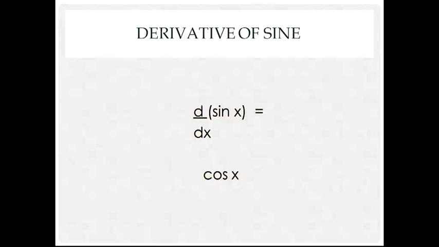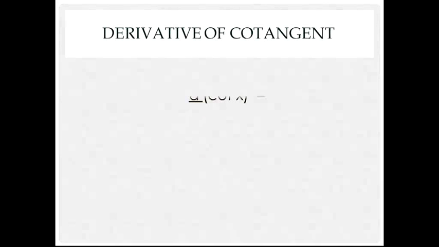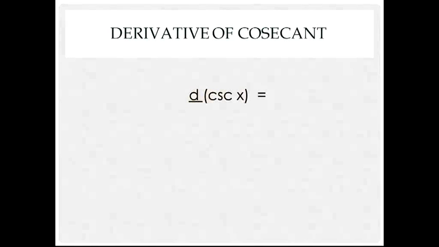So the derivative of the sine of x is the cosine of x. The derivative of the cosine of x is the negative sine of x. The derivative of the tangent is a little weird. It's the secant squared x. And the derivative of the cotangent of x is the negative cosecant squared x. The derivative of the cosecant of x is the negative cosecant x, cotangent x. And then finally the derivative of the secant x is the secant x, tangent x.